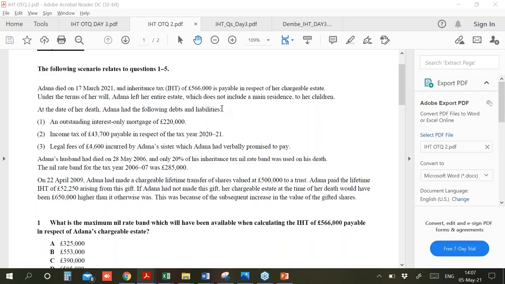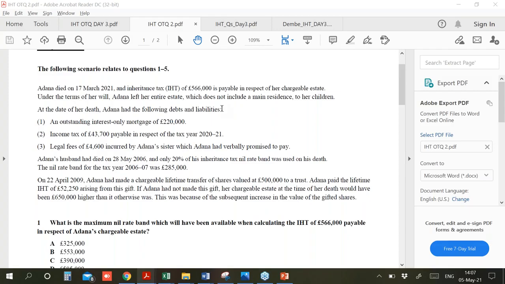Now the question has specifically told us that it does not include the main residence, which means we will not be considering the RNRB, the residence nil rate band. However, I want to tell you that in Finance Act 2020, the amount of residence nil rate band has been increased from 150 to 175,000.